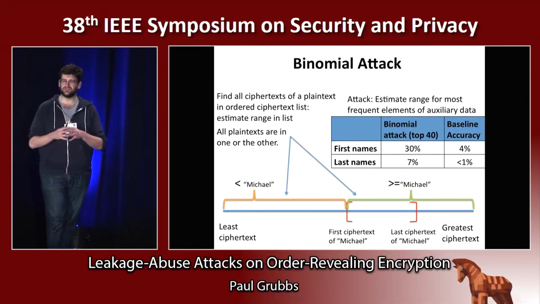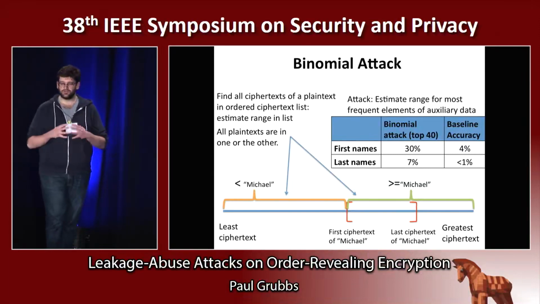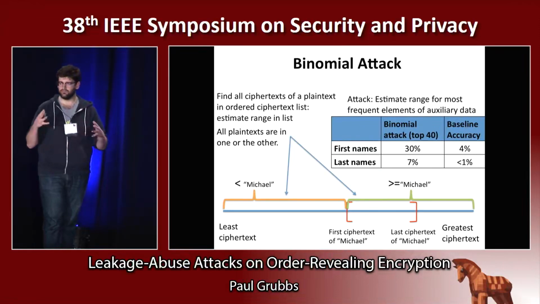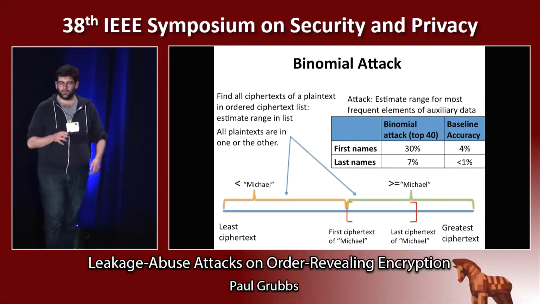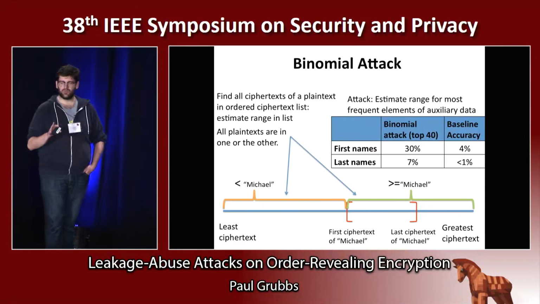The attack that I presented is just for one name, but to attack the whole database, what we're going to do is choose a certain number of high-frequency elements according to the auxiliary data. Intuitively, we want to do this because the ranges of these elements are likely going to be the biggest ranges, and even if we miss some names, we're going to recover most of the names corresponding to that element. So when we do the top 40 names, as I just described, for first names, we recover fully 30% of the values in the database on average.